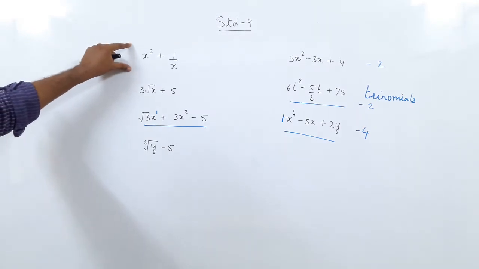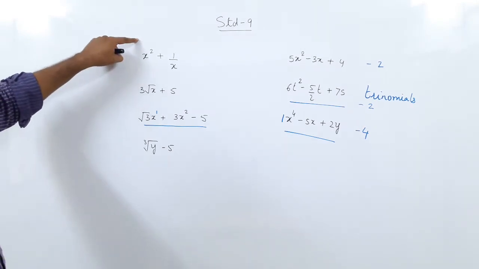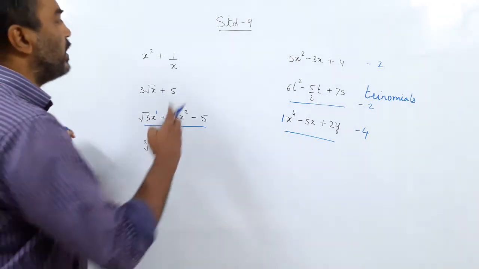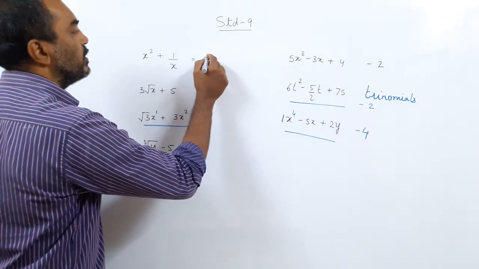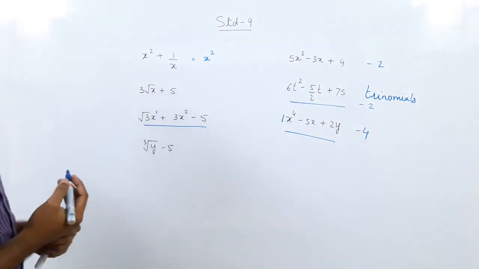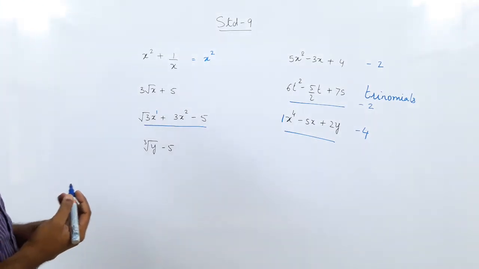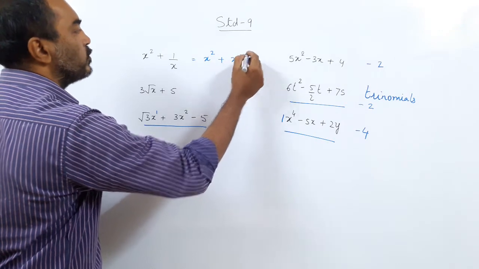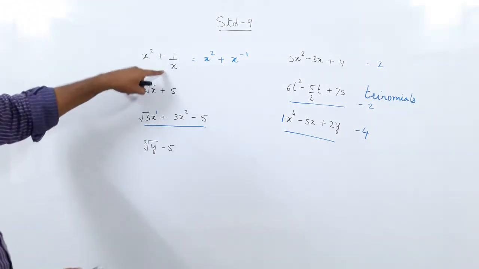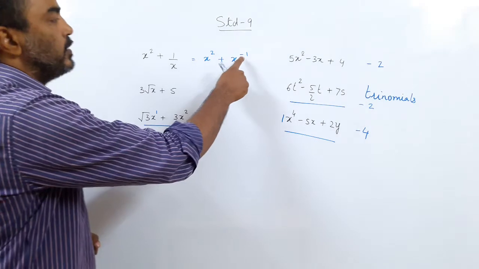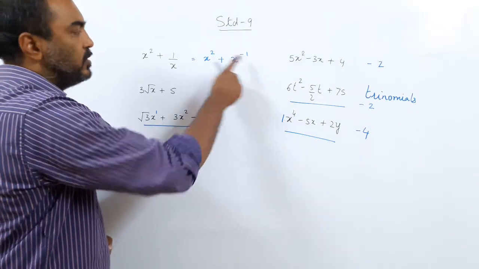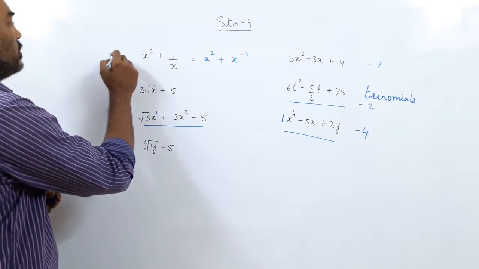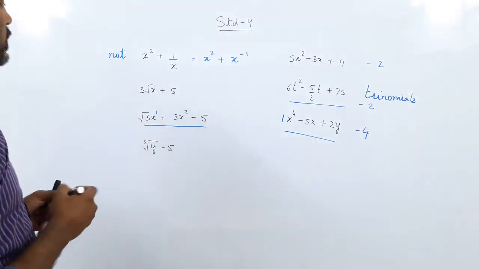Now this is not a polynomial. Why? The power is x square and x is in denominator. If we rewrite this, this is written as x square, and we did the chapter on exponents. Remember, in exponents 1 upon x is written as x raised to minus 1. So 1 upon x means x raised to minus 1. Here the power is a negative integer, so this is not a polynomial. This is not a polynomial.